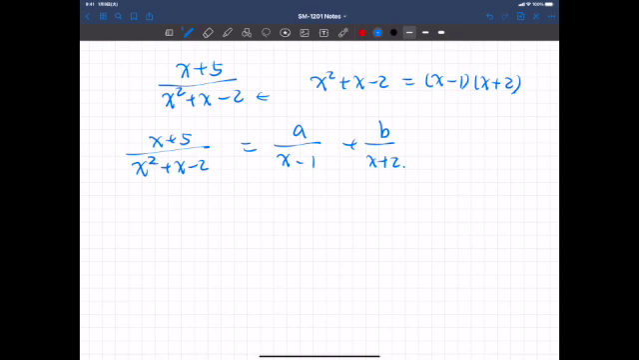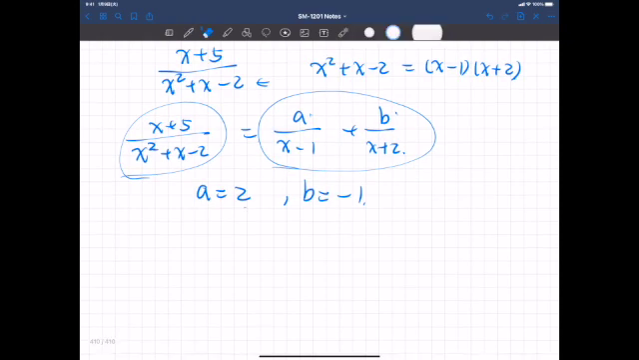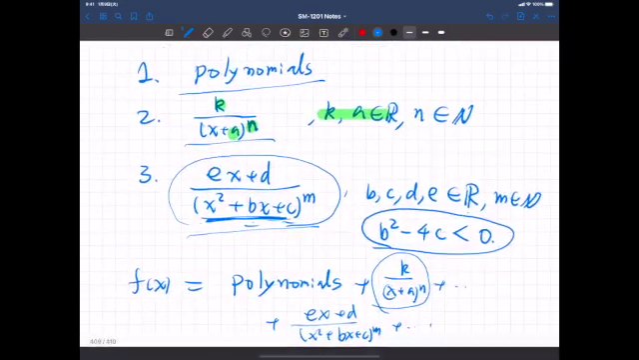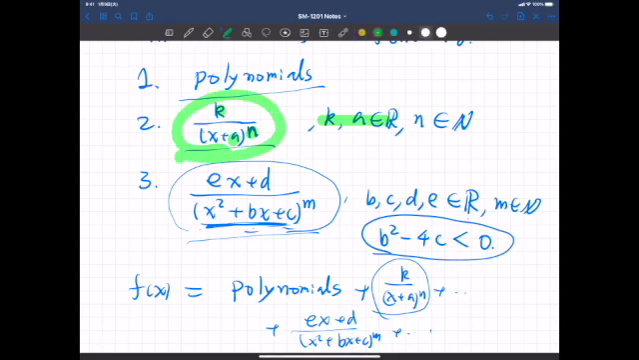Then if we solve this equation for a and b, you should find that a equals 2 and b equals -1. Okay, and if you just substitute 2 here and -1 here and add them, you should have this as a result. Okay, so this would be the partial fraction decomposition of this function. In terms of the lemma, we have two of these terms. No polynomials, no functions of this form with a quadratic form in the denominator. We only have this form in this particular case.